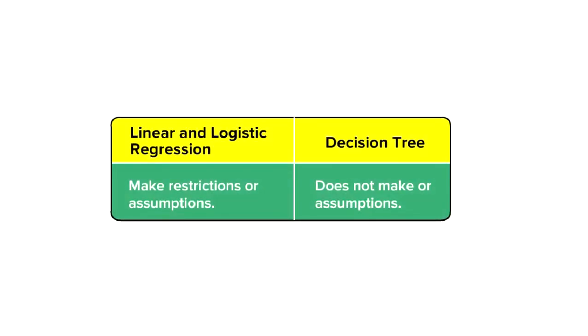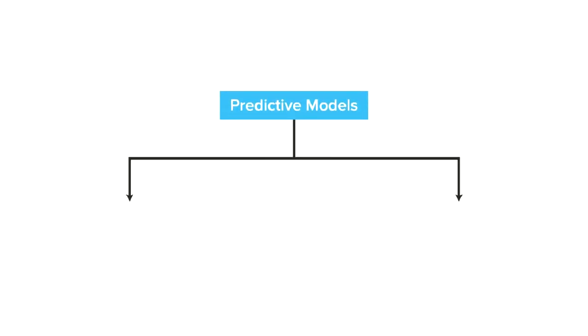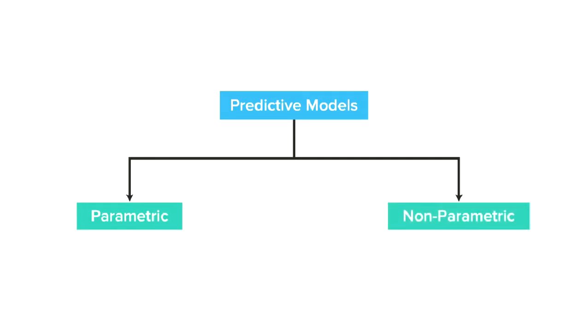Now that we are looking at the decision tree algorithm, which is an entirely different model, it is essential to know that unlike linear and logistic regression, decision tree algorithms do not have any restrictions or assumptions. To understand what this means, let's understand two broad categories of predictive models, that is parametric predictive model and non-parametric predictive model. Let's start with the parametric models.